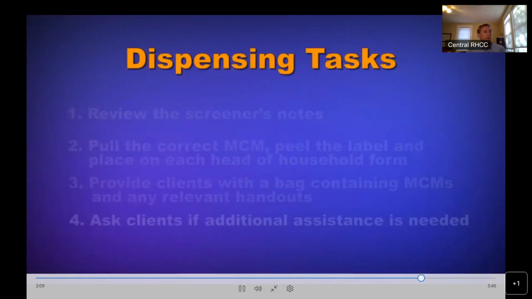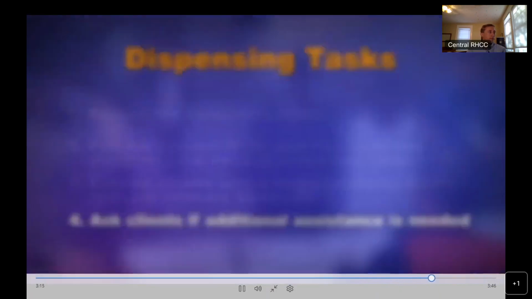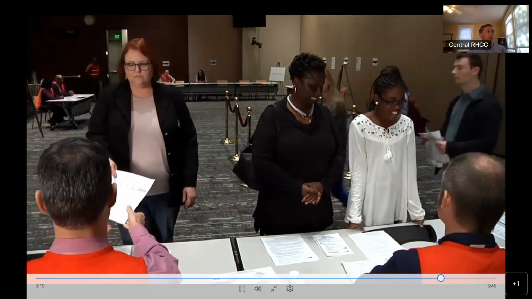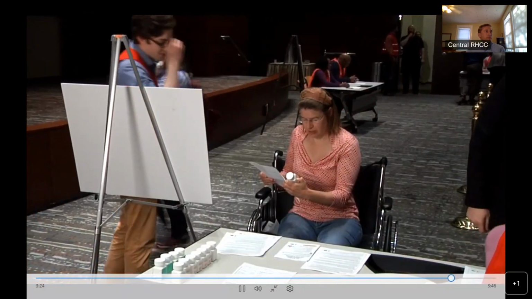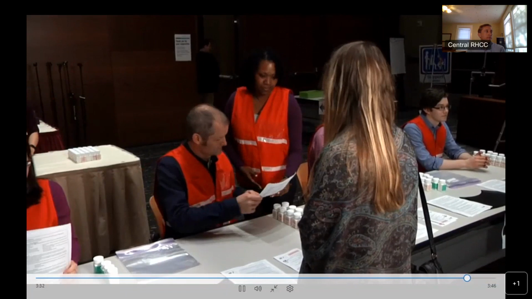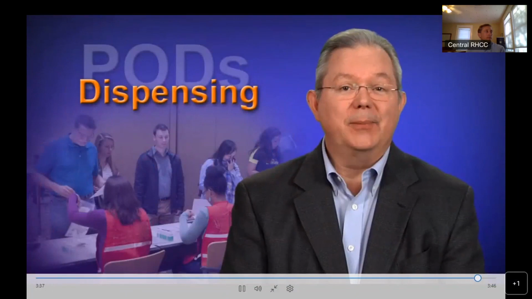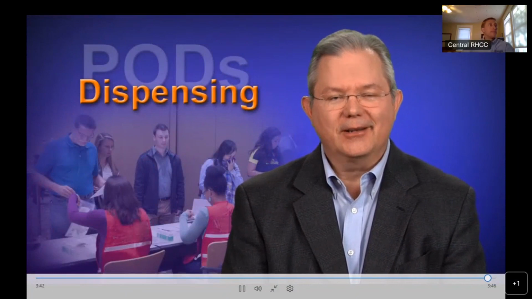Task 4. Ask clients if they have any additional questions before leaving the dispensing station. In general, there will be a pod staff member at or near the exit reinforcing instructions or answering last-minute questions. However, it is best to address any questions before clients leave the dispensing station and proceed toward the exit. Should you come across a question you can't answer, direct them to your supervisor for further clarification. Now that you've dispensed the medication, provided health information sheets, and answered any questions, the client will proceed to the exit and leave the pod.